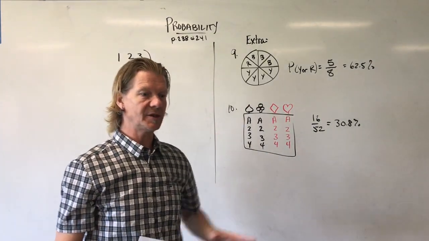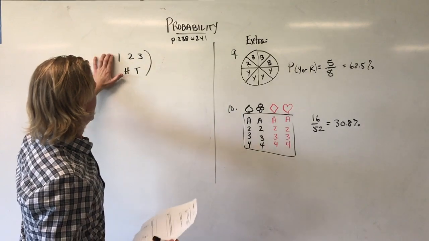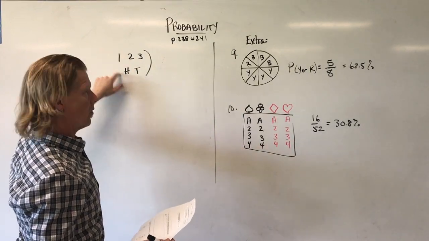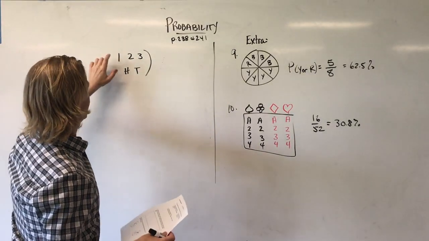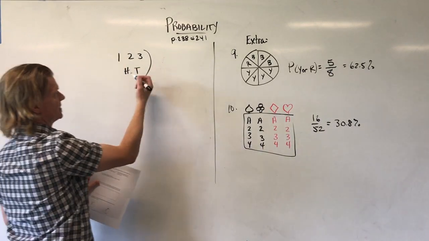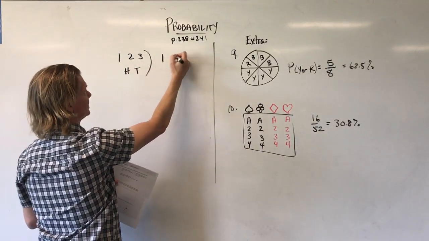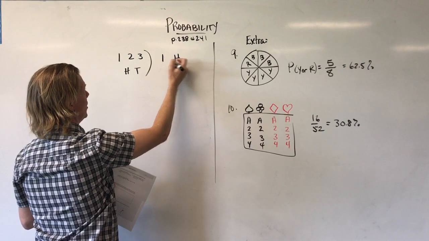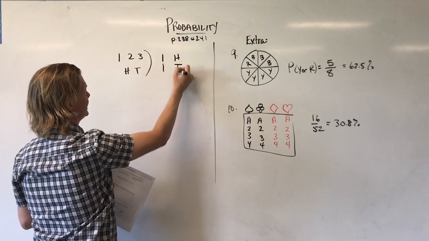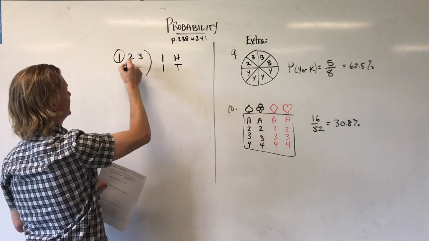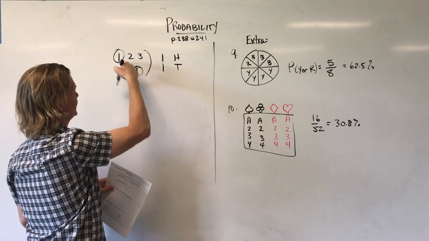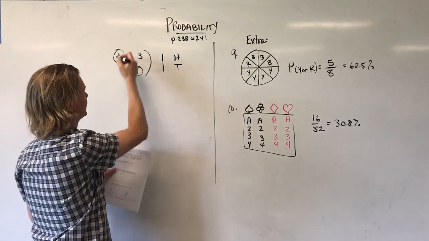So what are all the possibilities? You can start with the die, or you can start with the coin, right? It doesn't matter which one. So let's start with the die, because that's the way I did it. So I could have a 1, and I can get heads. Or I could have a 1 and get tails. Now that's all the combinations of 1. 1 and heads, 1 and tails. That's it, right? Nothing else I can do with 1.